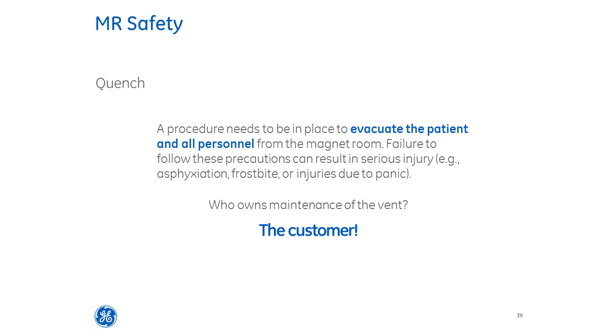Now, in the unlikely event of a quench and the vent fails, a procedure needs to be in place to evacuate the patient and all personnel from the magnet room. Failure to follow these precautions can result in serious injury, such as asphyxiation as the cryogens displace oxygen within the room, frostbite from extreme cold and gaseous helium, or injuries due to panic.